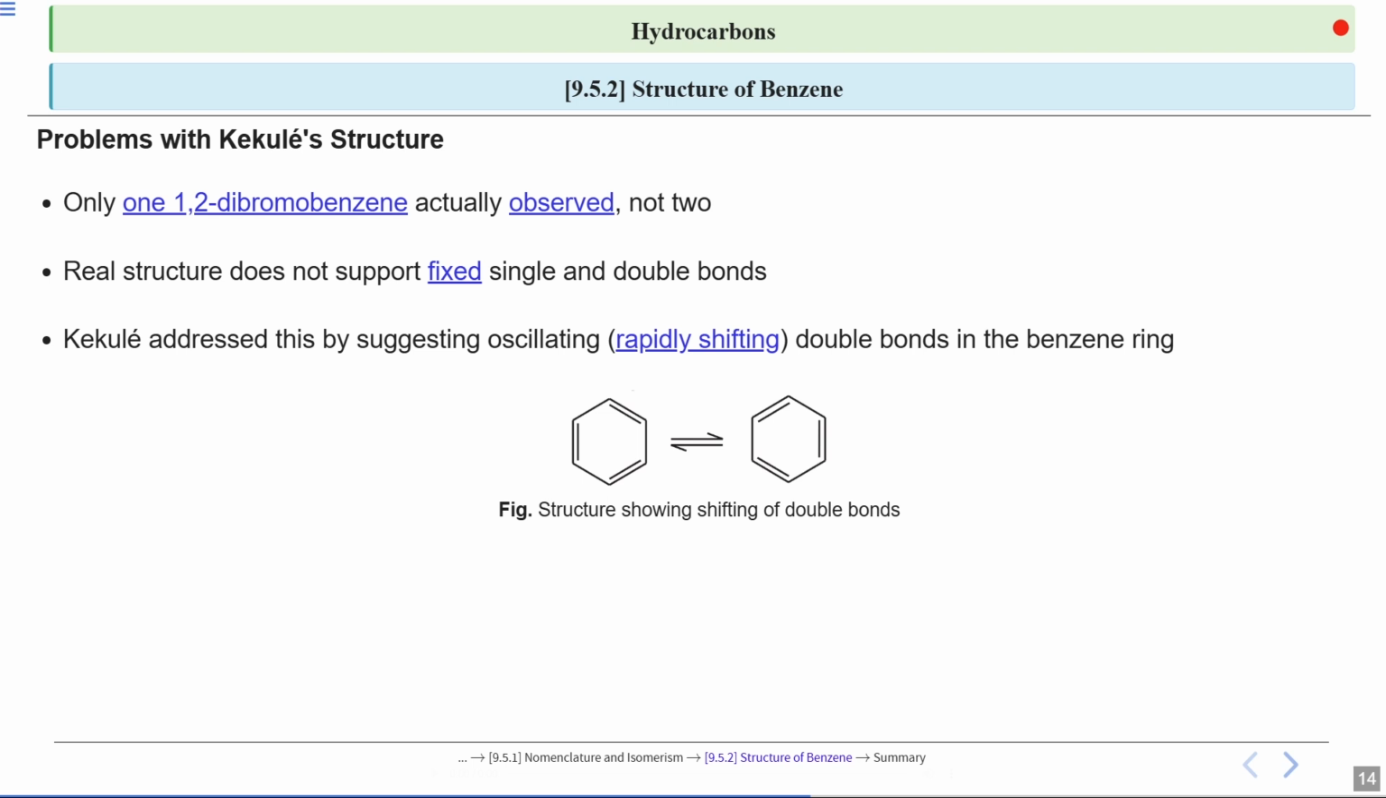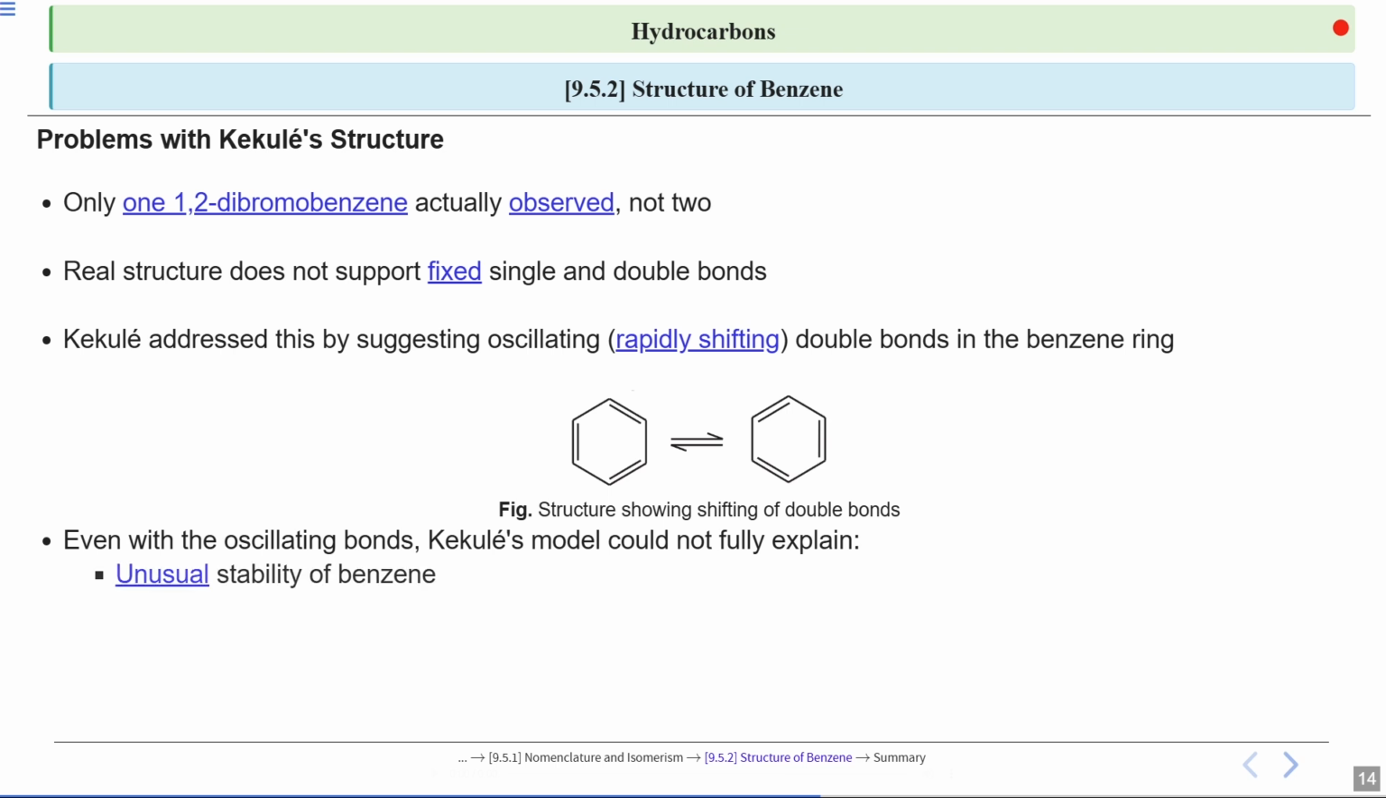So basically, according to Kekule, these two structures were in equilibrium with each other. But it wasn't, I would say, enough to explain the phenomena shown by benzene. What were those phenomena? First was the unusual stability of benzene. If I consider a normal ring with alternate double and single bonds, it will have a very high energy as compared to the actual energy of benzene.